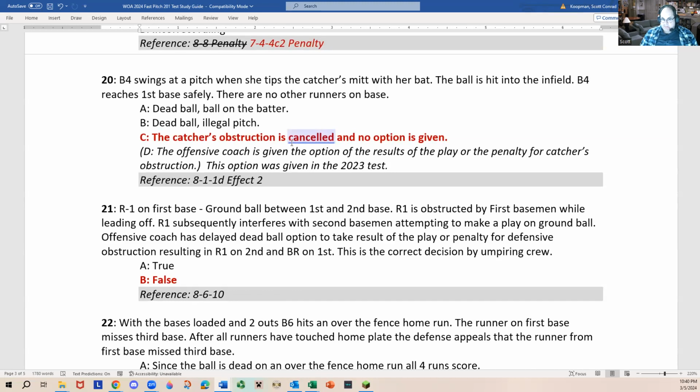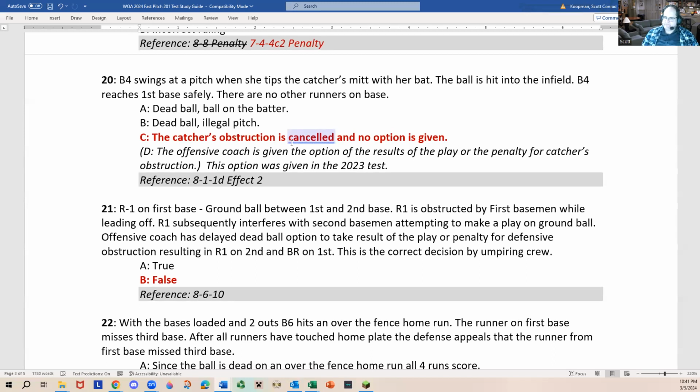Catcher obstruction is in play until the batter reaches first safely, and there are no other runners, but if there were, they all advance 1 base safely. As soon as they have that, there is no penalty. The catcher obstruction becomes a non-issue. So we had an arm out. Oh, man, can't see it. We had an arm out, and we were ready to call obstruction. Then everybody made it to the next base safely. Now I just dropped my arm.